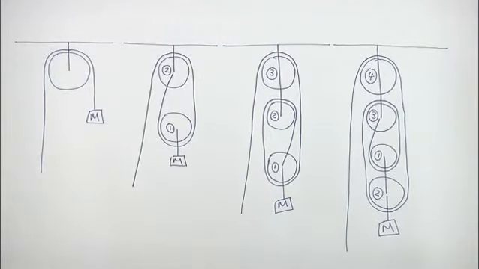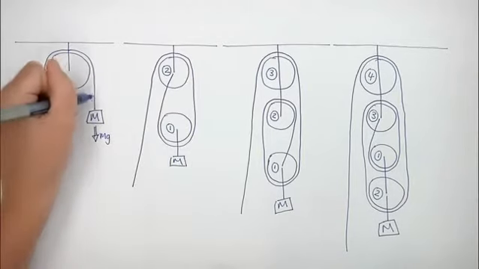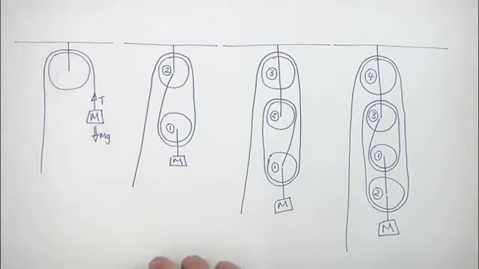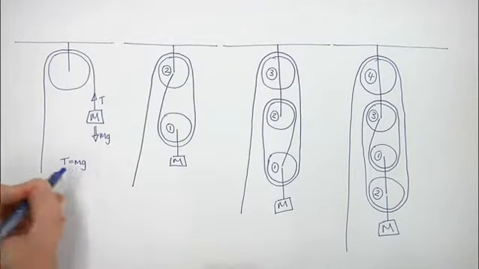A pulley system with one pulley is used to lift a mass, M. If we consider each bit of the system in isolation, we can work out the forces in the rope and on the ceiling. If the mass is being lifted at a constant speed, then the total force on it is 0, and so its weight, mg, must equal the tension T in the rope. T equals mg.